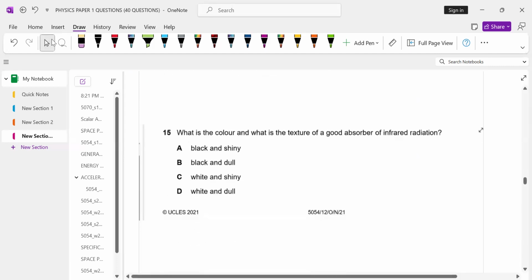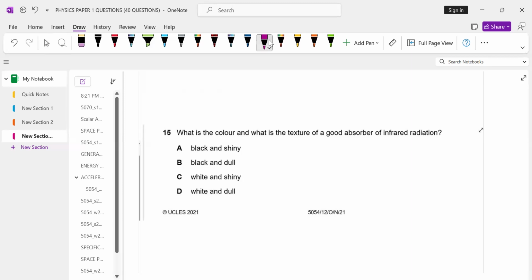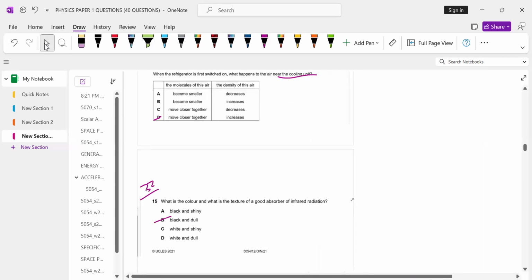Then question number 33. What is the color and what is the texture of a good absorber of infrared radiation? According to this question, they are asking what is the color and what is the texture. So for a good absorber, the color would be black and the texture would be dull. So option B is correct for question number 33.